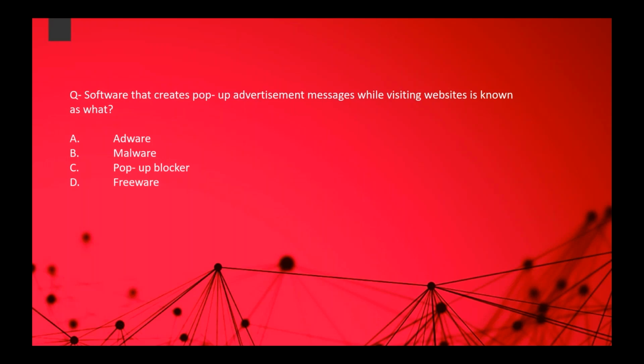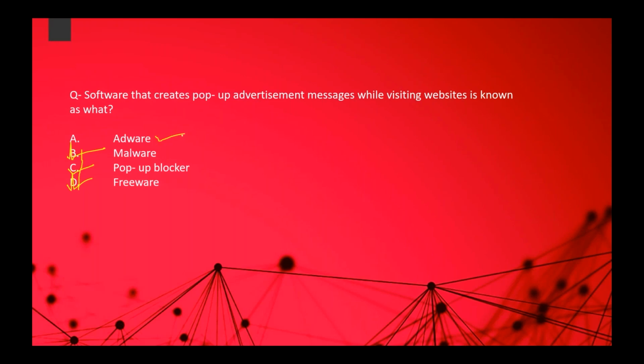Okay, great. So as we discussed in the last question, malware is a bigger picture, right? Inside malware, there are different kinds of malware, right? Now, pop-up blocker will block all the pop-ups in your system. Now, freeware is what? Anyone? What do you understand by freeware? Free software. Correct. Freeware is any kind of software that does not cost money, right? So we are left with adware. So adware is the correct option.